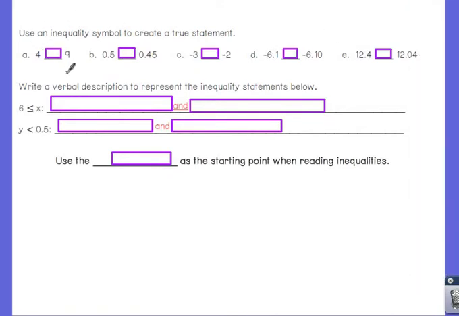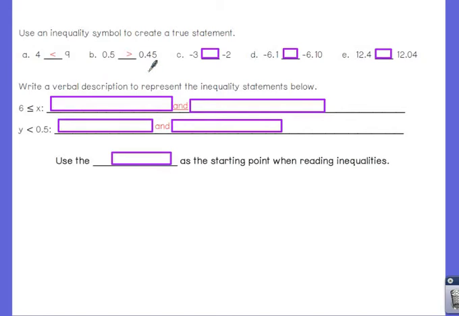To make these sentences true, we need to replace the blank with a symbol. So I have a 4 and a 9. Raise your hand. I need the proper name of the symbol. Kale, what goes there? A less than symbol, I agree. The alligator is eating the 9. B, I have 0.5 and 0.45. Brock, what's my symbol? Greater than. Do we agree or disagree? I agree. 50 cents is greater than 45 cents.